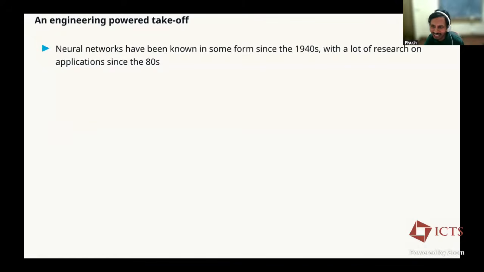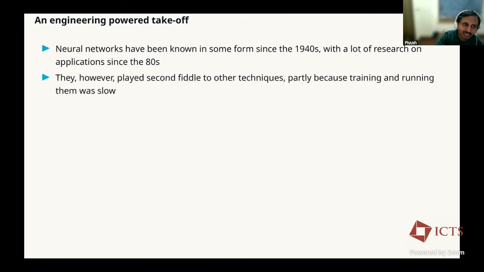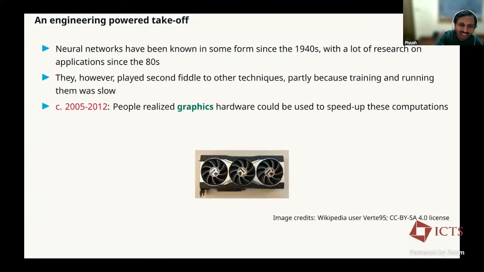This is an interesting thing, because neural networks in some form have been known since the 1940s, in fact before many of the other machine learning techniques. They originated in neuroscience, and there was a lot of research on applications, at least in the 80s, even a little in the 70s. But until the mid 2000s, neural networks were not considered state-of-the-art machine learning methods. Other methods were more prominent, partly because training and running them was slow, as you saw on my computer. That was not a very representative example, but it is reasonably representative.